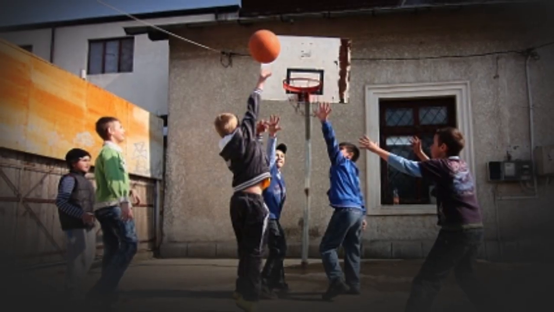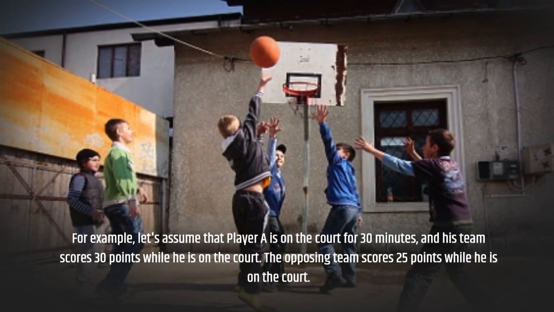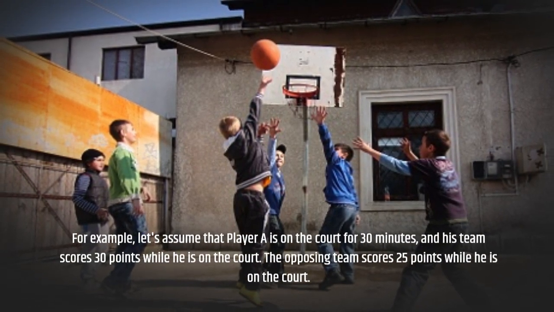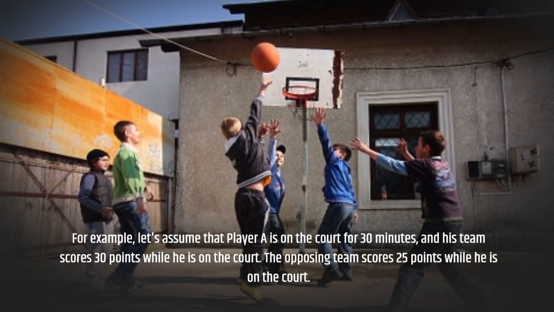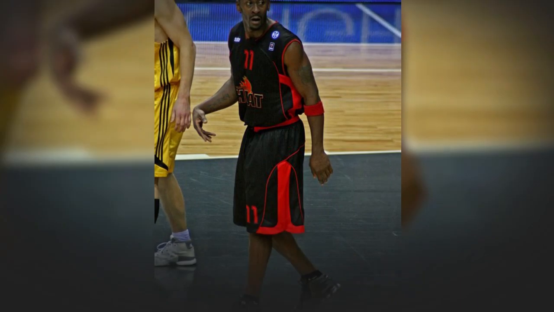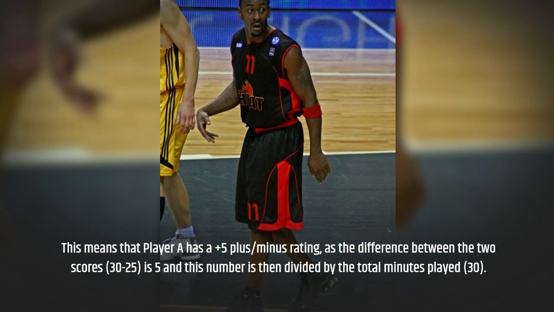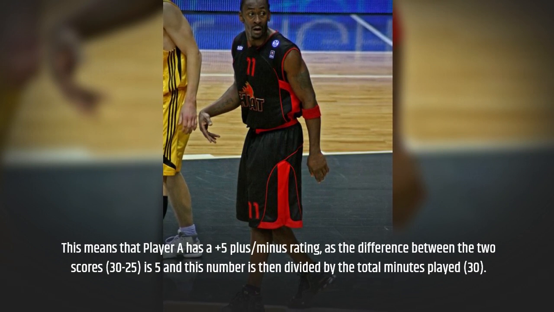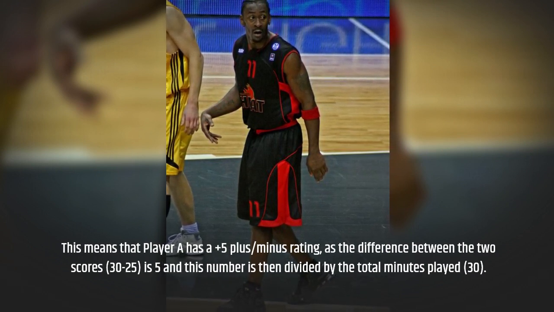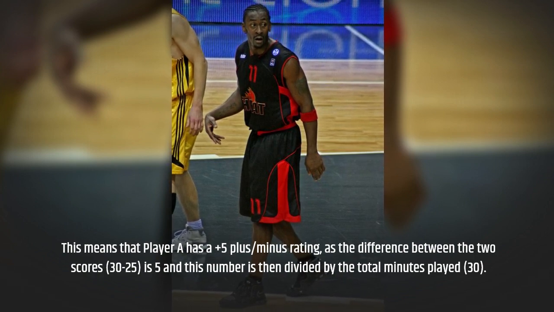For example, let's assume that player A is on the court for 30 minutes, and his team scores 30 points while he is on the court. The opposing team scores 25 points while he is on the court. This means that player A has a +5 plus/minus rating, as the difference between the two scores, 30 to 25, is 5, and this number is then divided by the total minutes played, 30.